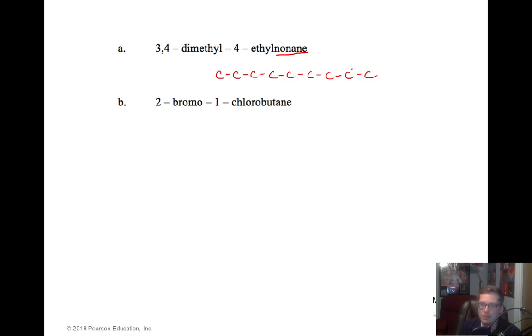All right, and then we've got a couple of chains. We've got on 3 and 4 we have methyls. So we'll just go 1, 2, 3. So 3 we've got a methyl, and 4 we've got a methyl. All right, that's easy. And then on the 4 we also have an ethyl. So up here we've got another ethyl, and I'll just go off to the side here. And so this would be the carbon chain.